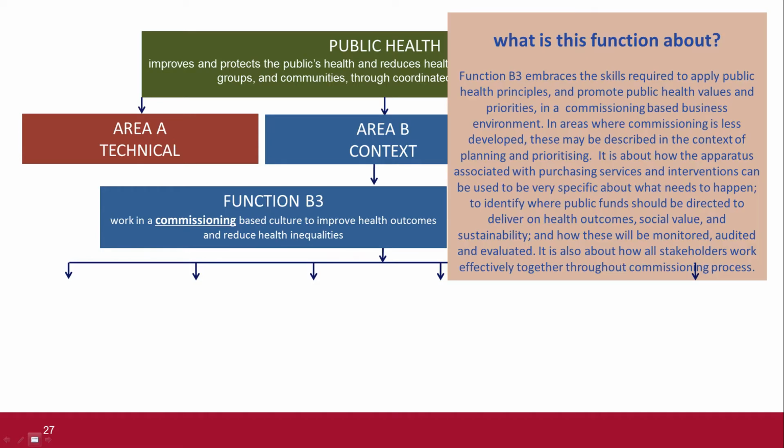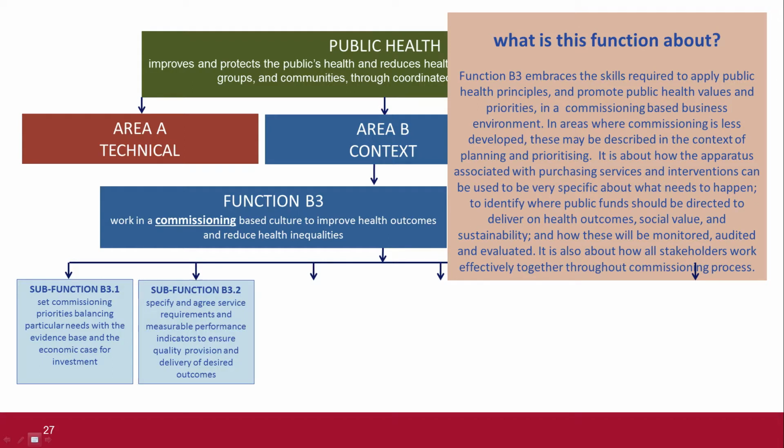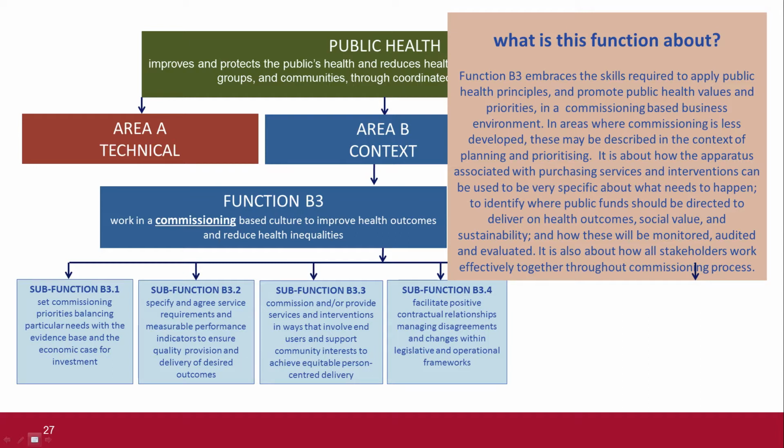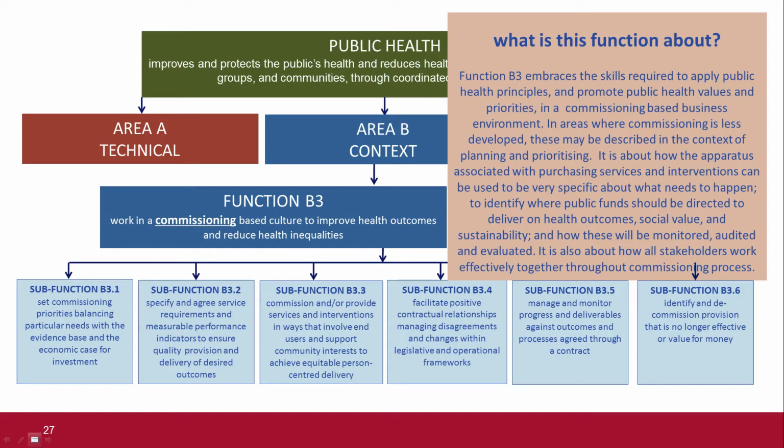Function B3 looks at activity that is set in a commissioning-based culture, setting priorities, identifying key performance indicators, involving end users, integrating commissioning with others or working to contracts on the supply side as a provider of interventions or services. Some areas of the UK are more affected by the commissioning process than others. In such cases, the sub-functions here could equally apply to the planning of services or interventions. Also, it is not expected that everyone in public health or every public health service will deliver on every aspect of the framework, so if this is not felt to be relevant, then it need not be used.